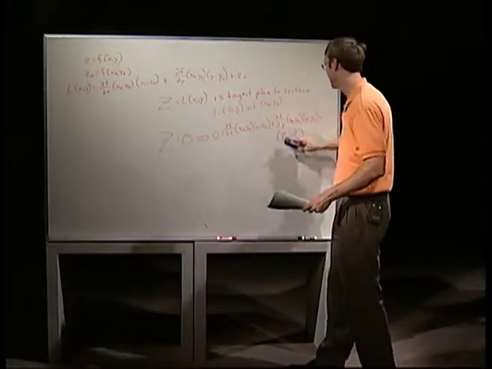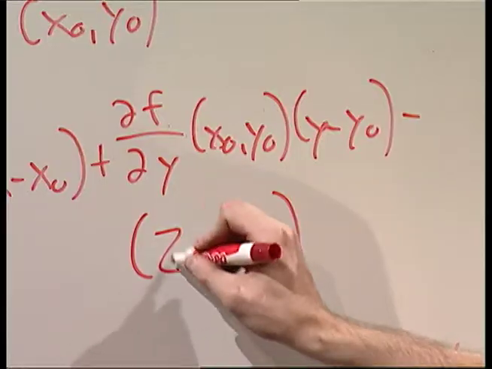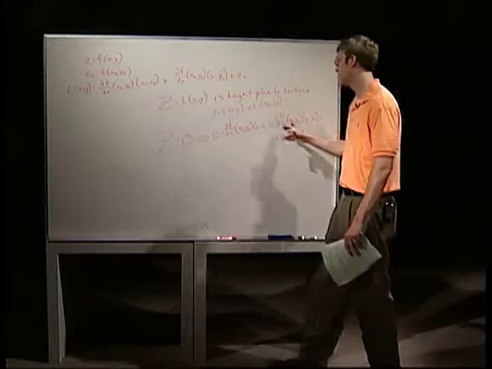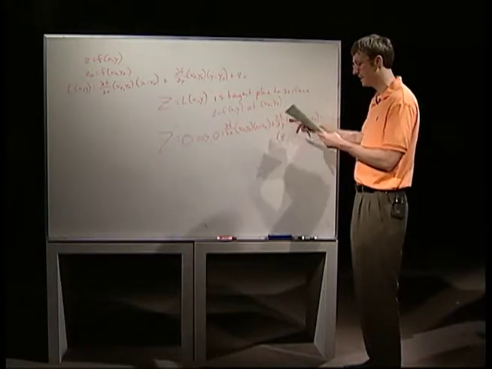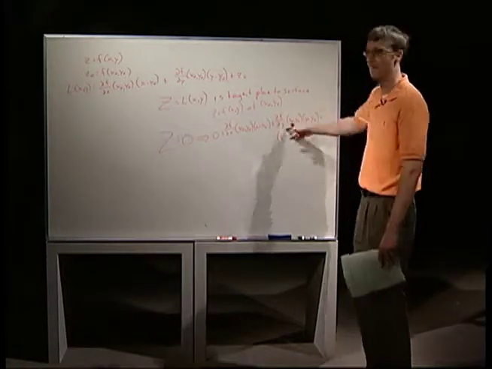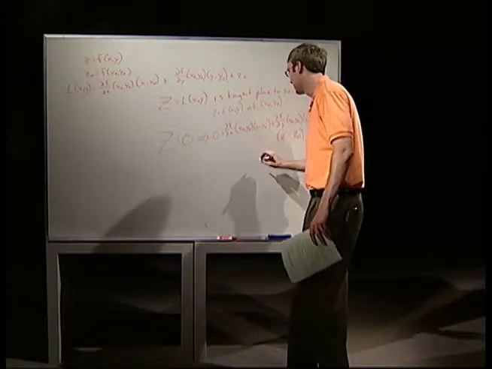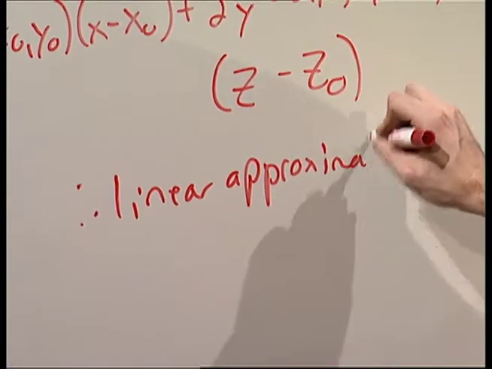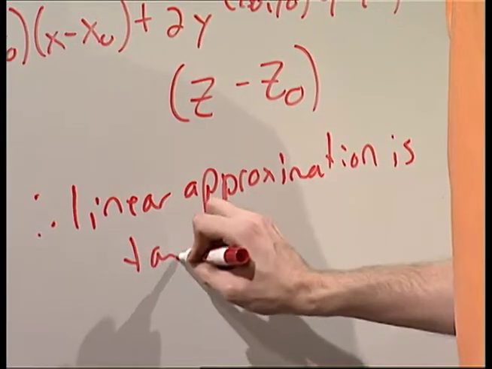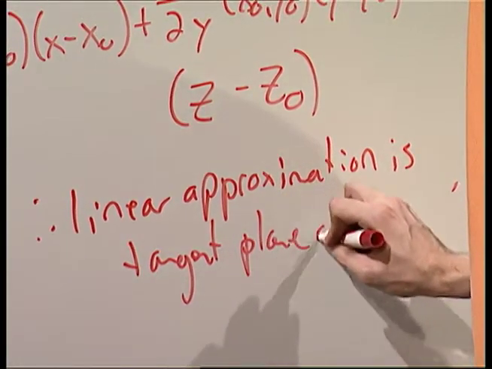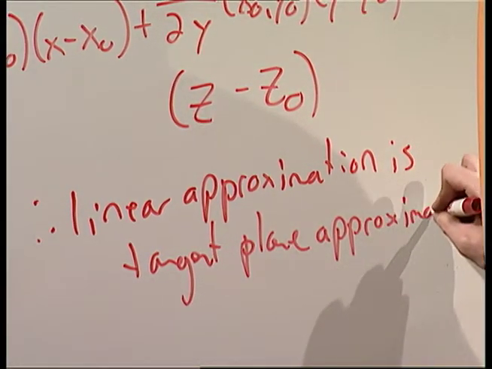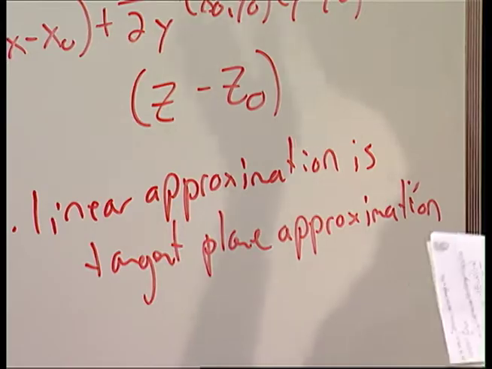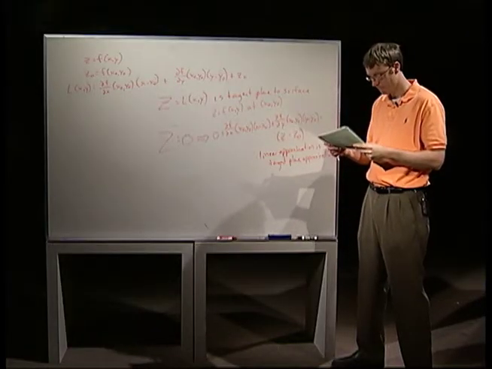So I can take this big Z and make it a little z, because these are the same when this is the point in question. And this is exactly the tangent plane equation that we had before for a surface z equals f of x, y. So in the case of the surface, the linear approximation is a tangent plane approximation, and the linearization is, in fact, the tangent plane. Okay, that's it.